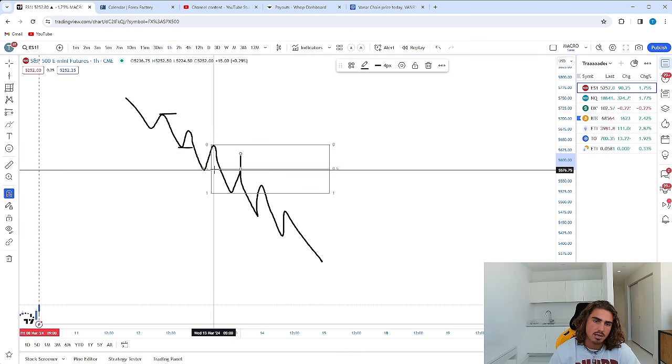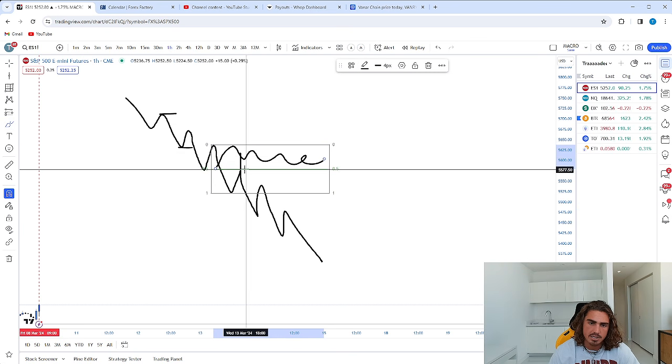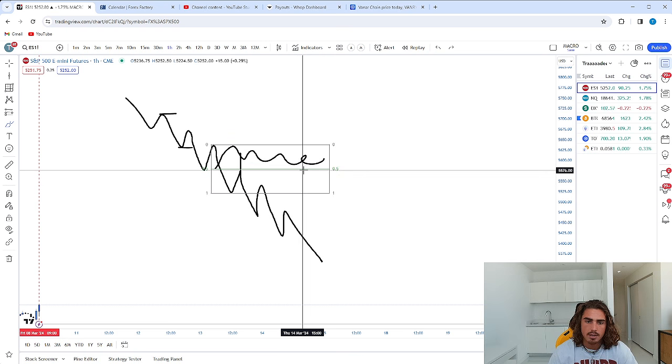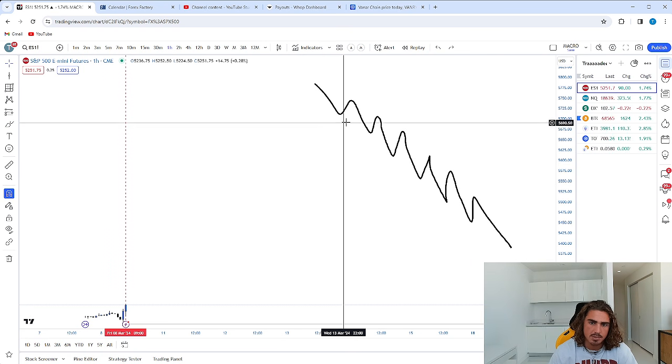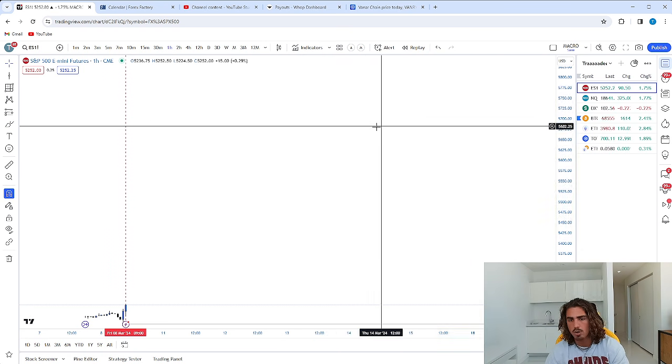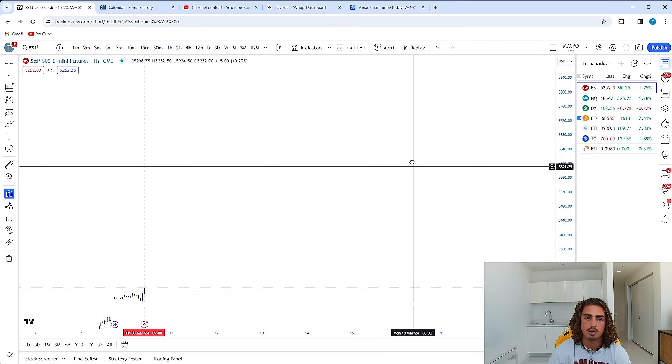We see price push into the discounted price range. We see selling power come out. Price continues lower. Okay, and again, this is similar to fair value gaps, similar to order blocks. It is a continuation confluence.